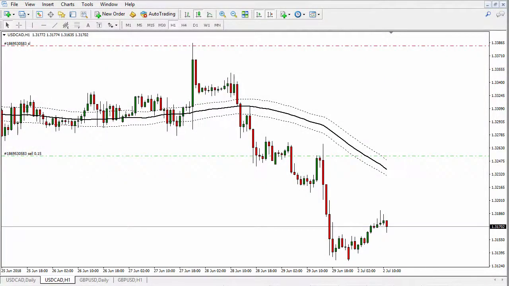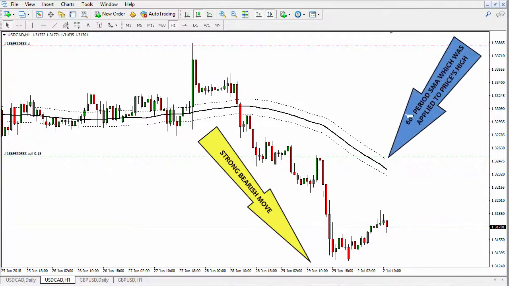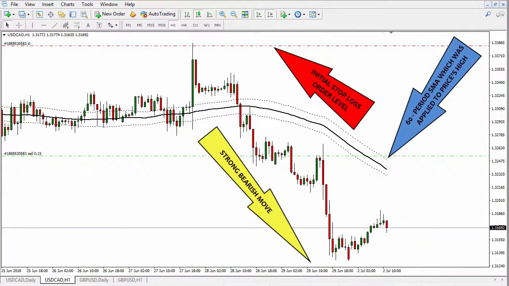Alhamdulillah. What I've been patiently waiting for has finally happened. Price has just made a strong bearish move which was able to pull down the 60-period simple moving average which was applied to this currency pair's 1 hour chart, giving me a great opportunity to take 1/3 of the profits accumulated from this short trading position and also move its initial stop loss order from its current location to the new price level where the 60-period SMA which was applied to price's high is currently located at on this currency pair's 1 hour time frame.